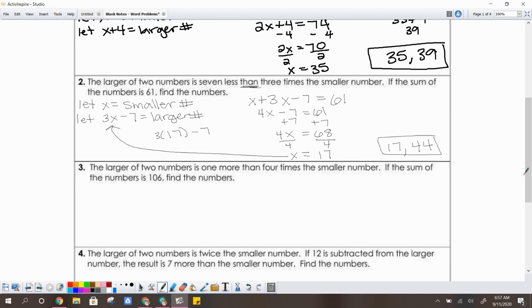All right, so we have the larger of two numbers is 1 more than 4 times the smaller number. Our smaller number is going to be x again. And then it says the larger of two numbers is 1 more than 4 times the smaller. When we add them together, the sum of them should be 106. So we're doing x plus 4x plus 1 equals 106. Now we can solve this.